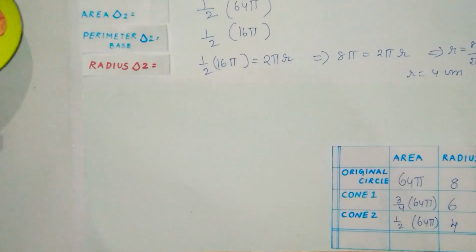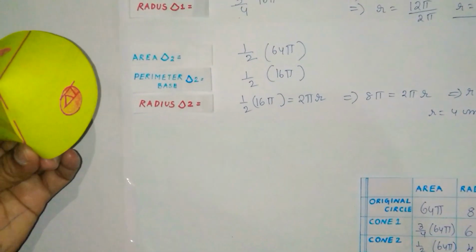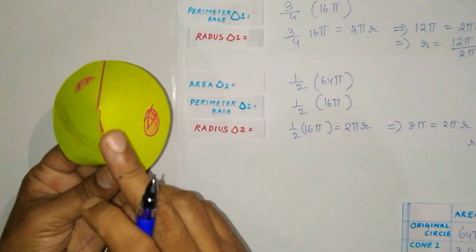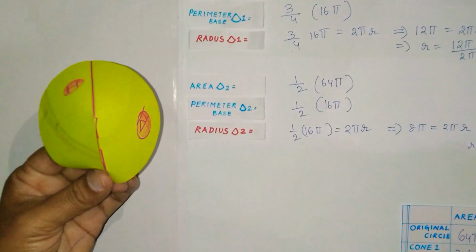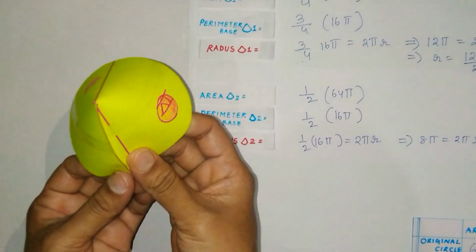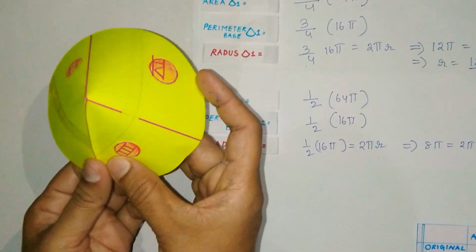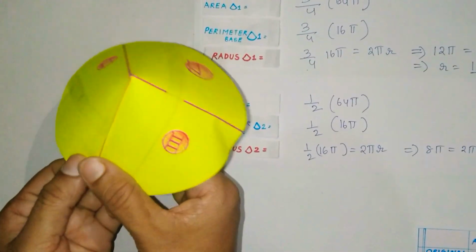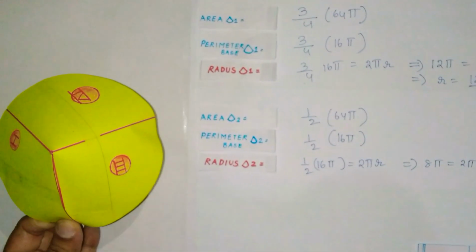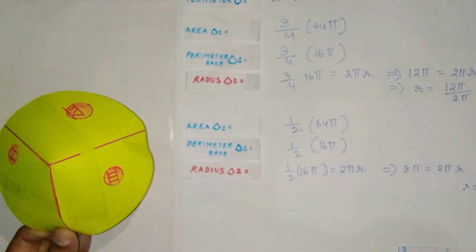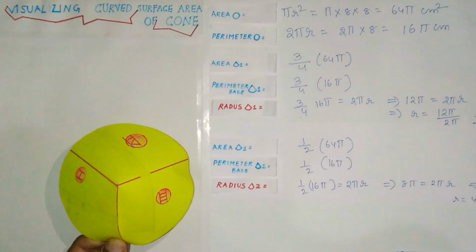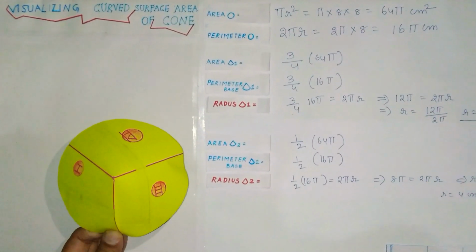Now we can see that the one thing constant in these cones is the slant height. Even if I change the cone, the slant height is the same. Slant height is the same, which is nothing but the radius of the original circle, which is constant. Now let us try to generalize the area of the cone.